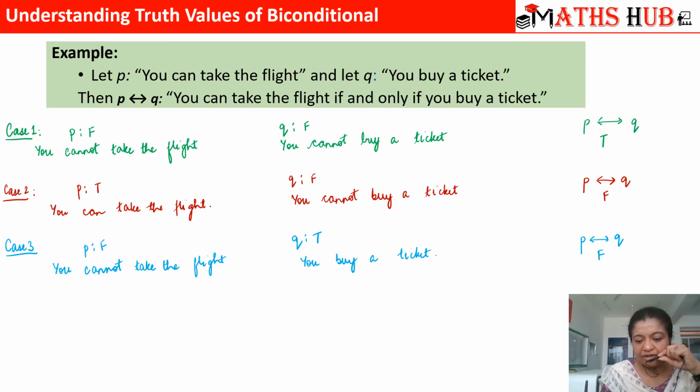Likewise, the fourth case is when P is true and Q is also true. That means you can take the flight and you buy a ticket. That is okay, that is our actual argument. So in that case, P biconditional Q is a true statement. I hope with this example you have understood the truth values of the biconditional operator.